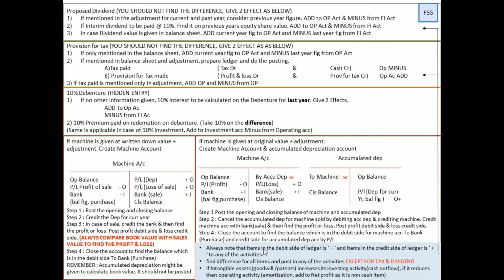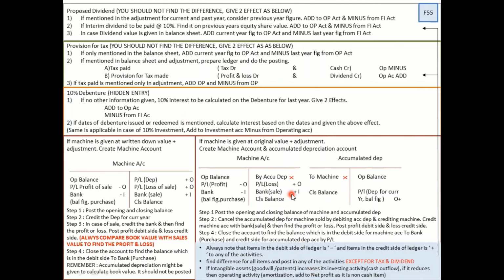The remember part is in blue, wherein I have mentioned the ledger is minus sign in the debit side, plus sign is in the credit side. So all the easy tricks, things to remember, are mentioned in this particular slide. Please take a screenshot of it so that whenever you want to recap your cash flow, just go through this slide. I'm sure that will help you.